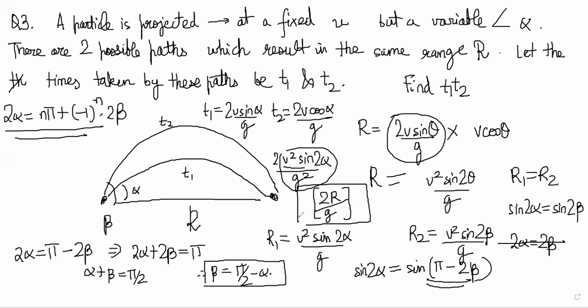This is a fairly straightforward question. There is nothing weird about it. You just have to figure out what angles are possible when you will have equal range for two different paths, right? Okay, let's look at another projectile problem.